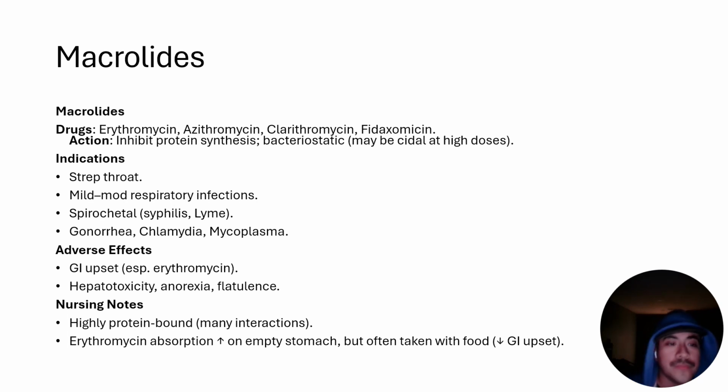Indications: strep throat, mild to moderate respiratory infections, gonorrhea, chlamydia, mycoplasma. Adverse effects: GI upset. When it comes to these medications, it's which one. GI upset is mostly related to erythromycin. Hepatotoxicity, liver, anorexia, flatulence. Now, how do these work? They inhibit protein synthesis, so these are bacteriostatic, but they can be cidal on high dosages. Now, nursing notes: highly protein bound, so these have many interactions.